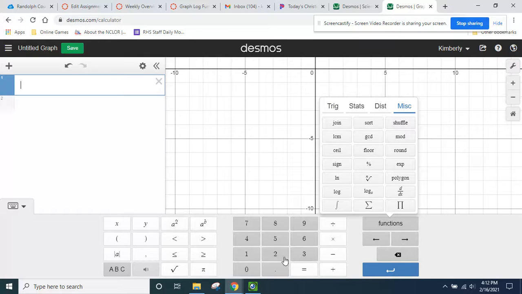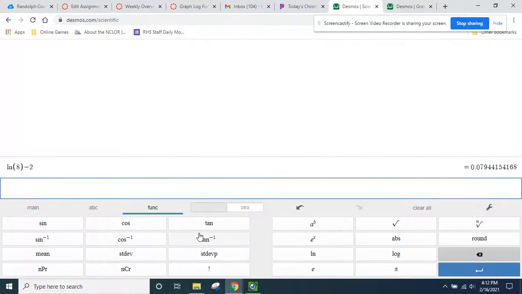Why am I not seeing it? I know that there's the natural log. I know that it's on the scientific calculator, so let's go to the Desmos scientific calculator. We'll go there, because right here it is, e raised to the third power, and that's the one we got from last week. So we'll just use it there.